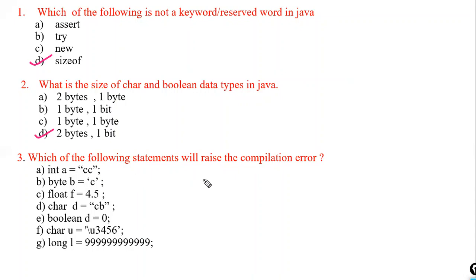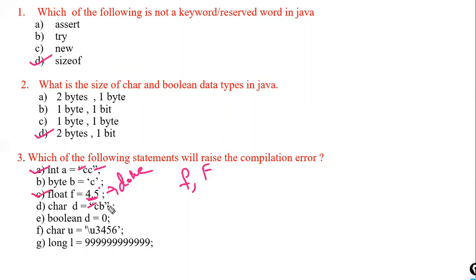Which of the following statements will raise the compilation error? An integer cannot be assigned a string. Anything that is enclosed in double quotes is called a string. So this statement will raise a compilation error. Float value: all the float literals should be suffixed with F, either small f or capital F. If they are not suffixed with capital F or small f, they are considered as double values. So a double value cannot be assigned to the float data type. So this statement will raise an error.